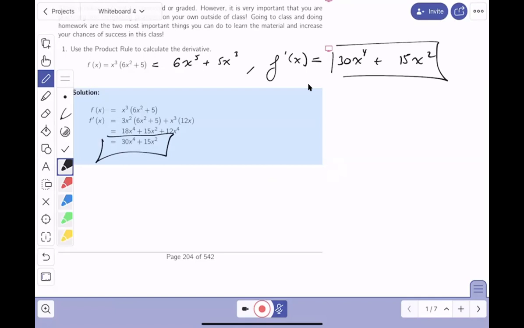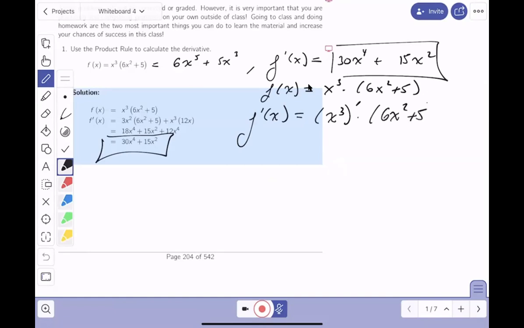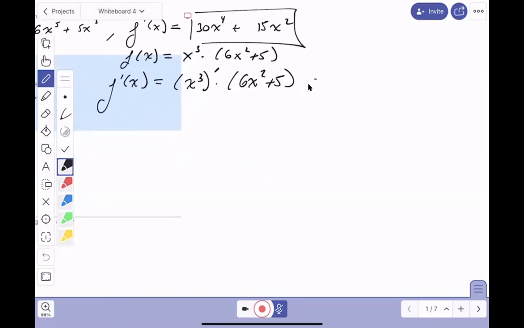All right, let's write this down. So f prime. Before I do that, I'm going to write down what the product is. f of x equals x cubed times 6x squared plus 5. So I'm going to just simply say x cubed, I'm going to take the derivative of that times the second function, which is 6x squared plus 5. We'll do the derivative later, plus x cubed times the derivative of the second function.